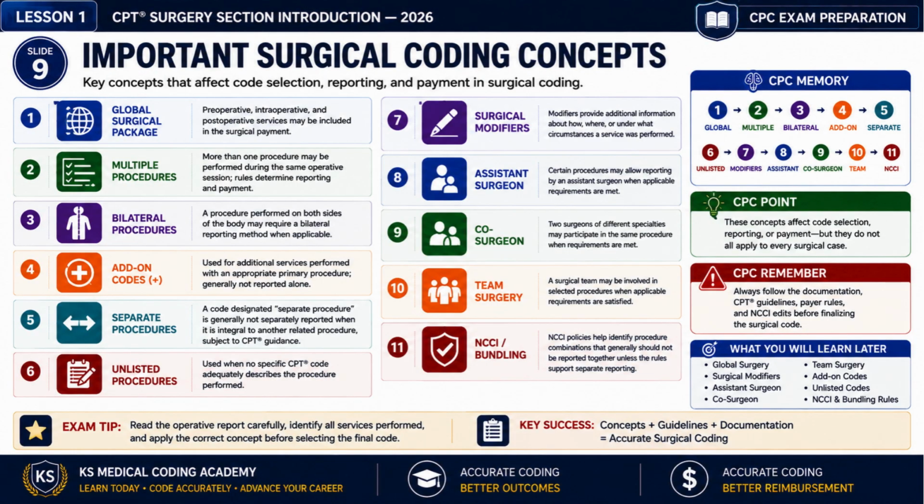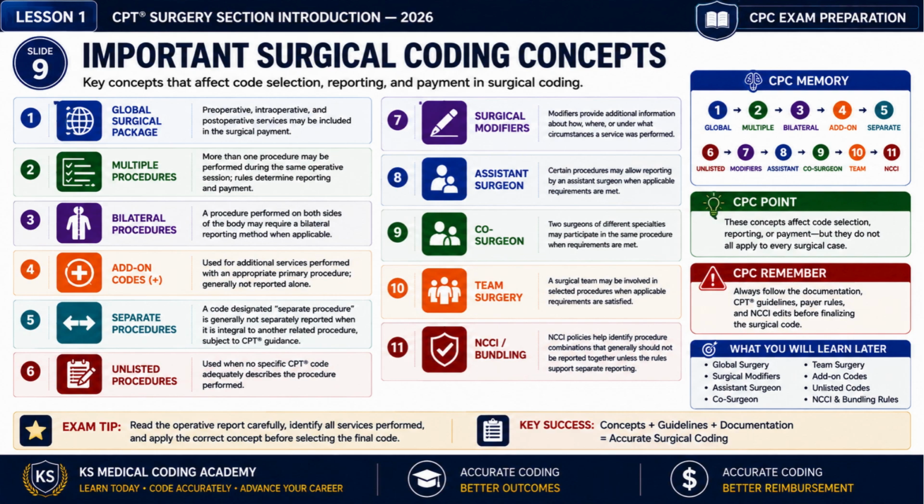Before we move into specific surgical systems, let's introduce some important concepts that every CPC should recognize. First, the global surgical package involves services that may be included in the surgical payment. We also need to understand multiple procedures and bilateral procedures, along with add-on codes and the separate procedure convention. An unlisted procedure code may be appropriate when no specific CPT code adequately describes the procedure performed.